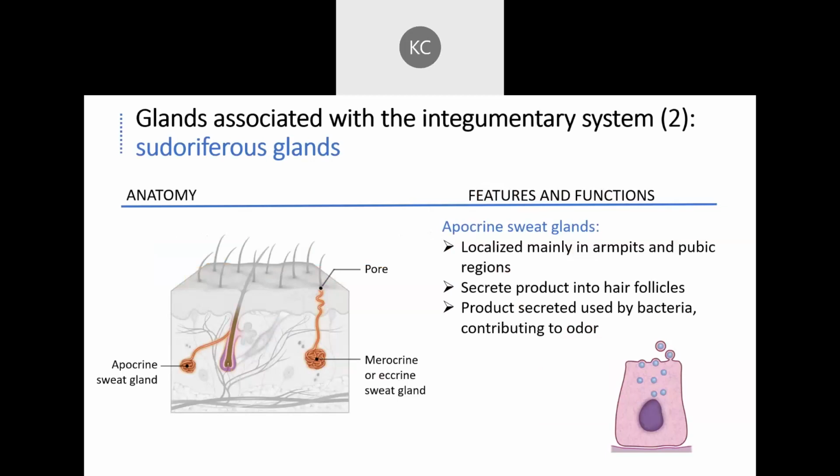Okay, so those are sebaceous glands, oil glands. The next two we'll talk about are sudoriferous glands, which just means sweat glands. All right, and we have two types. We have apocrine and we have merocrine. Merocrine is sometimes also called eccrine, and we'll talk about those.